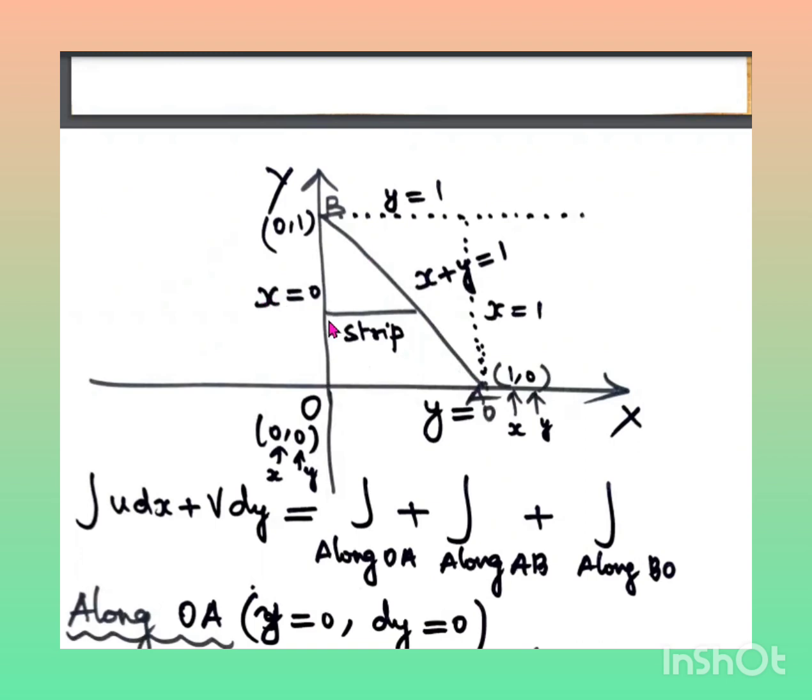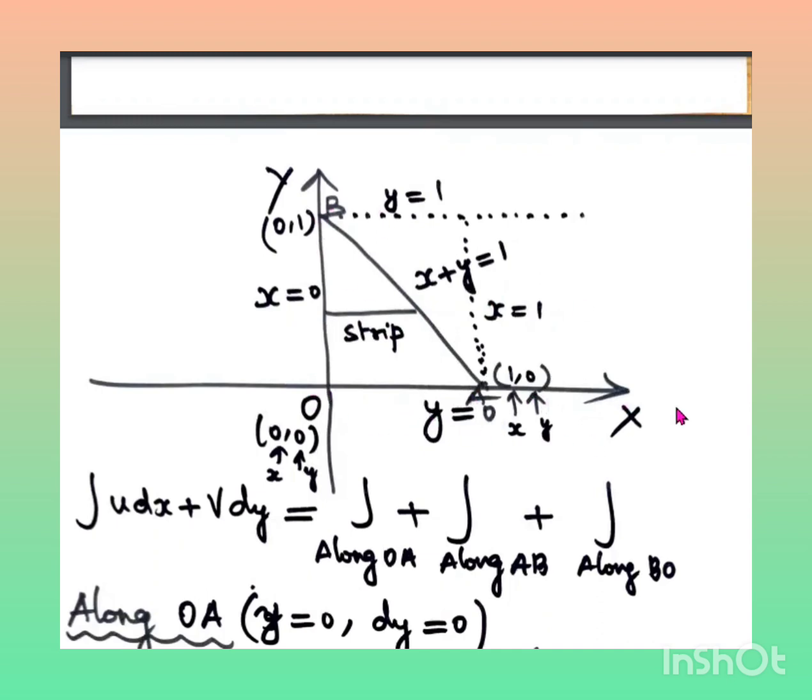So x is equal to 0 here. In the horizontal strip, the start is x equal to 0, and the end is x plus y equal to 1, which gives x equal to 1 minus y. It starts at x equal to 0 and ends at x equal to 1 minus y. This is the horizontal strip. For the horizontal path, y is equal to 0 to y is equal to 1.